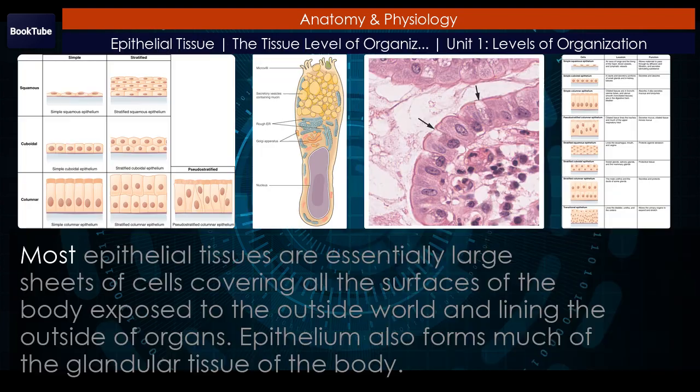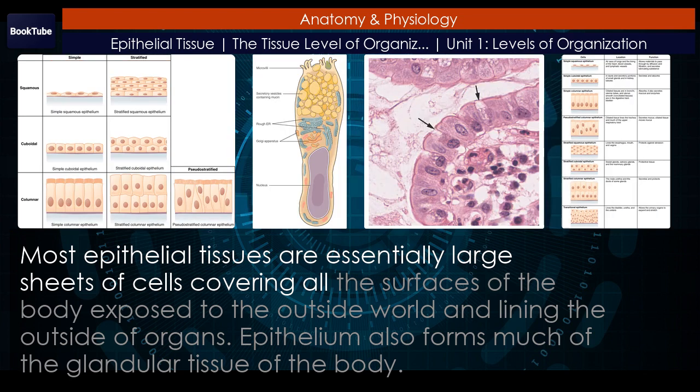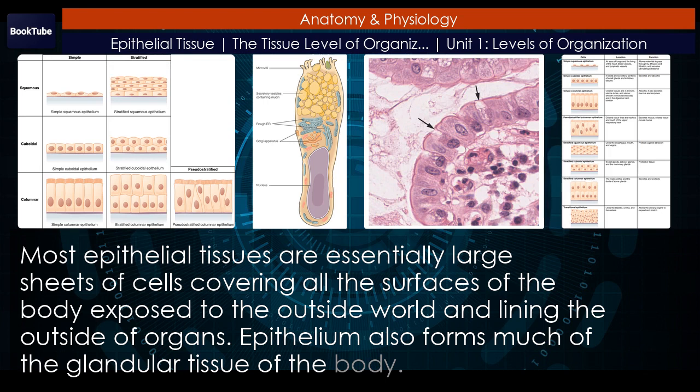Epithelial tissue. Most epithelial tissues are essentially large sheets of cells covering all the surfaces of the body, exposed to the outside world and lining the outside of organs. Epithelium also forms much of the glandular tissue of the body.